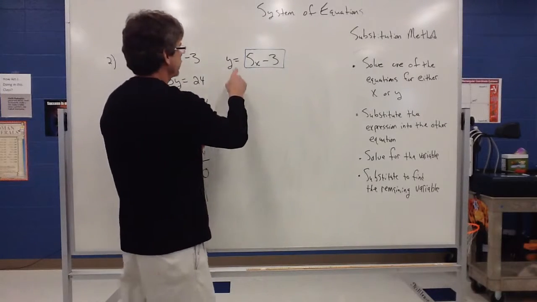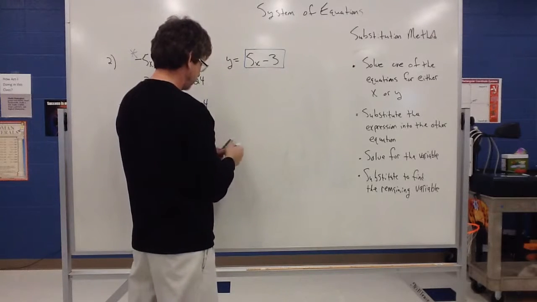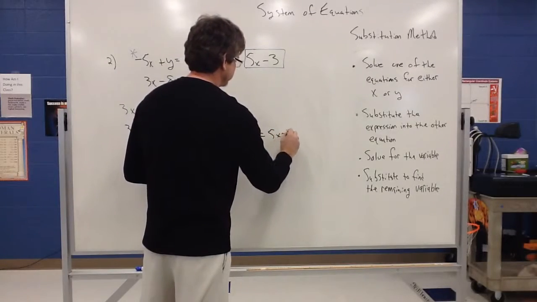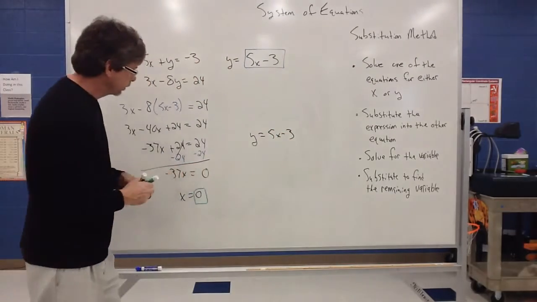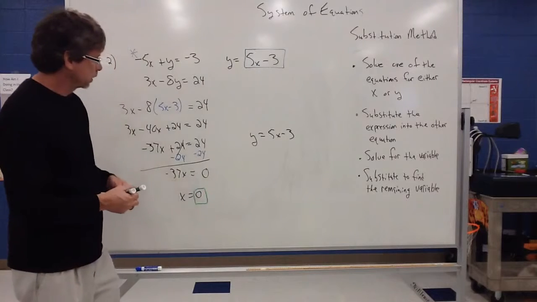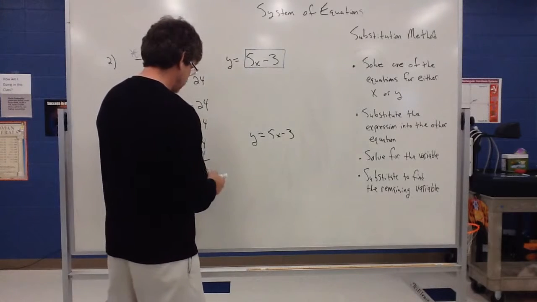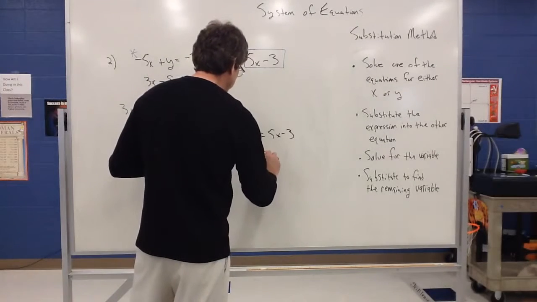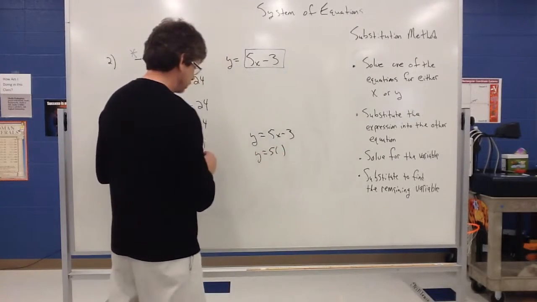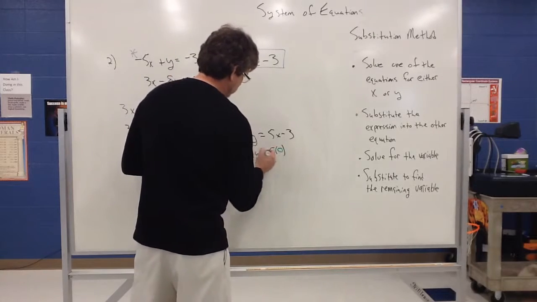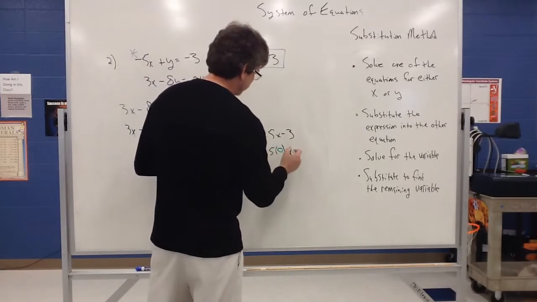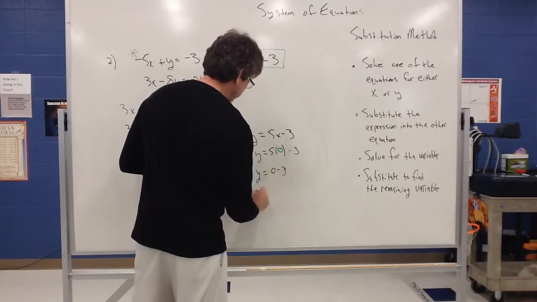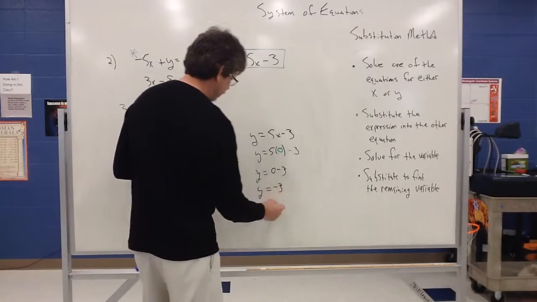So in this equation, I'm going to now replace that x. So I have this y equals 5x minus 3. And I'm going to replace x with a 0 there. So y is going to equal then 5 times 0. And then I have minus 3. So y is going to equal then 0 minus 3. So y is going to equal then a negative 3.